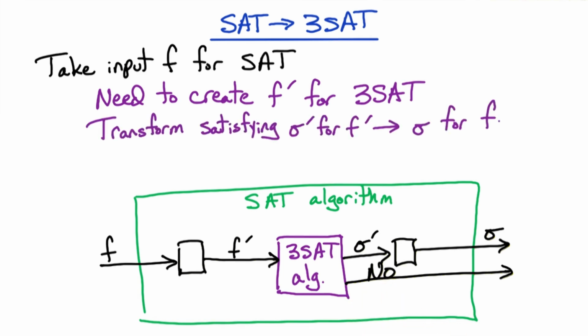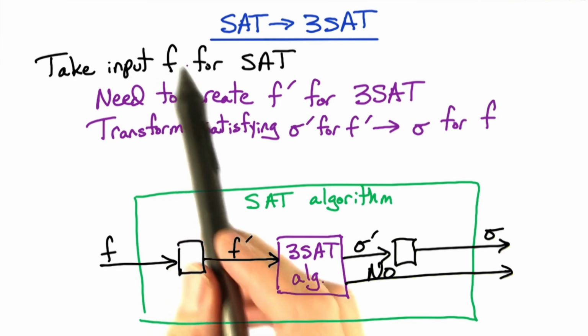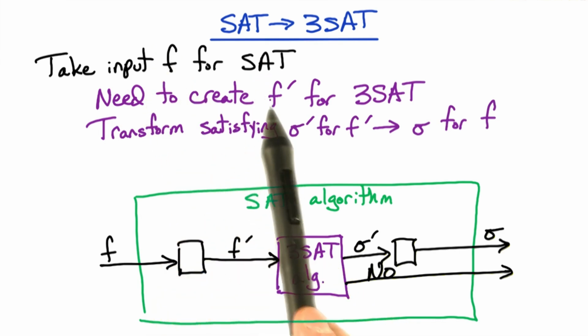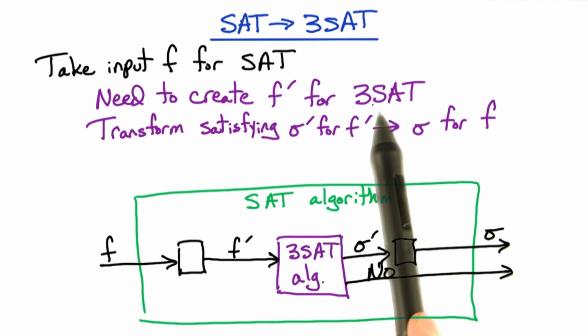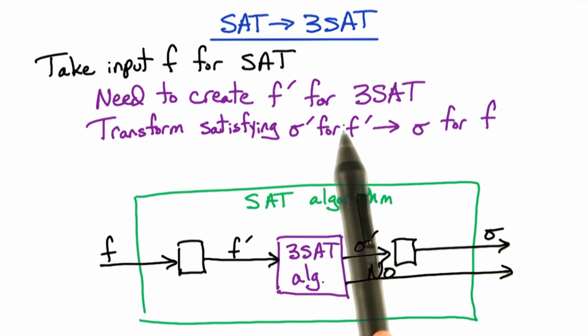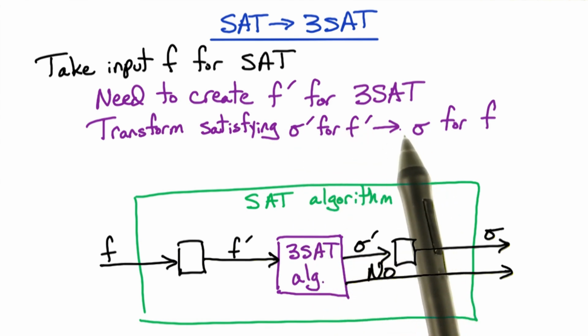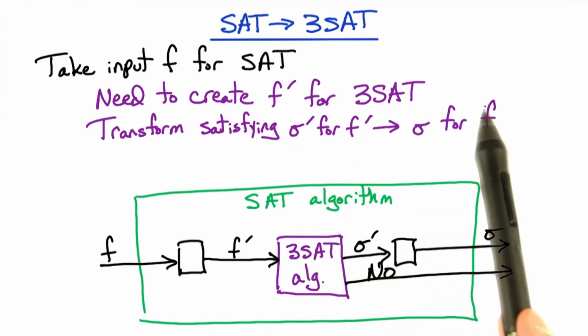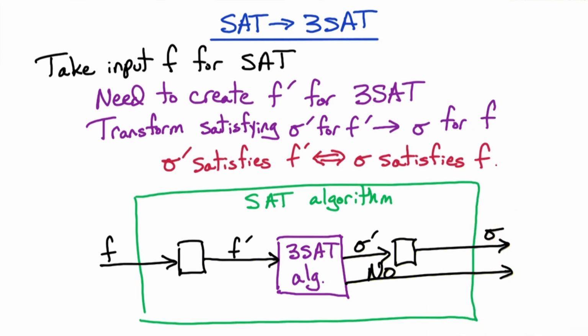So once again, what do we need to do? We need to take an input f for the SAT problem, and we need to create an input for the 3-SAT problem. And then, given a satisfying assignment sigma prime for the 3-SAT input, we need to transform it and make a satisfying assignment for the SAT formula.